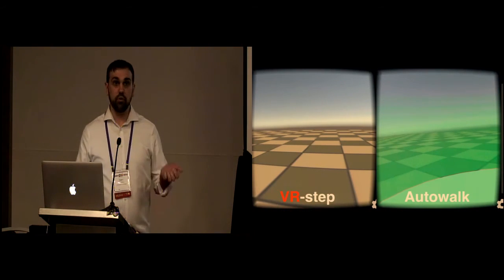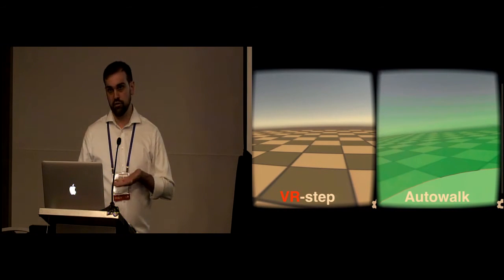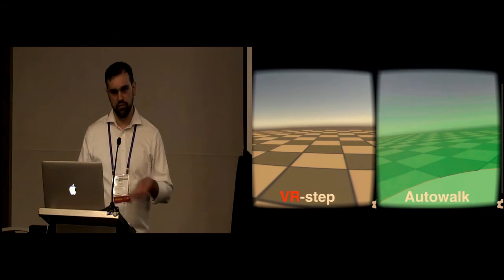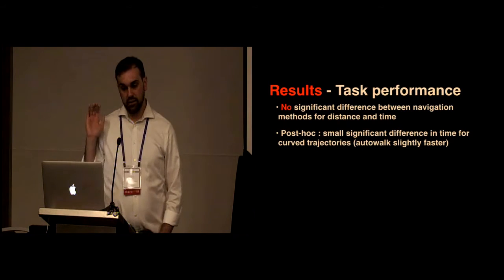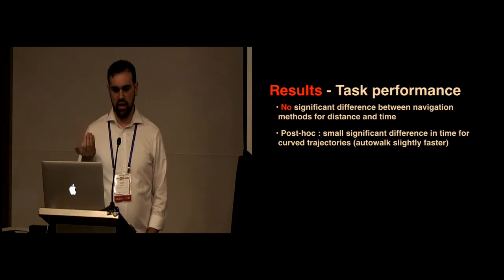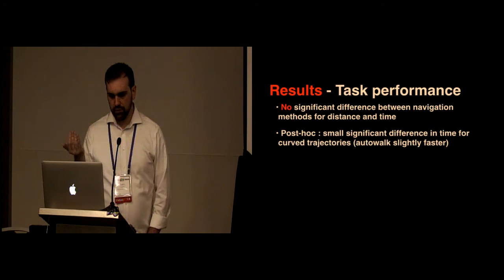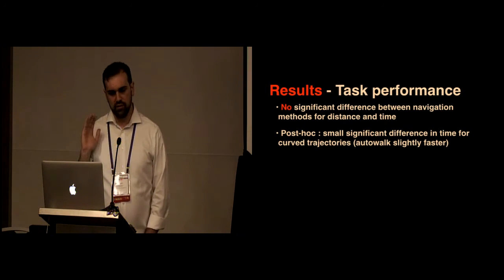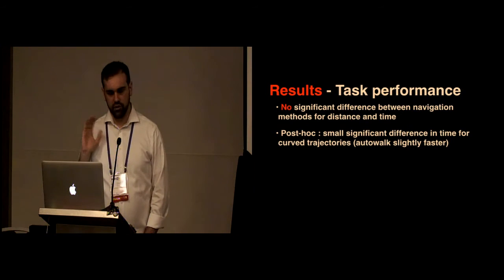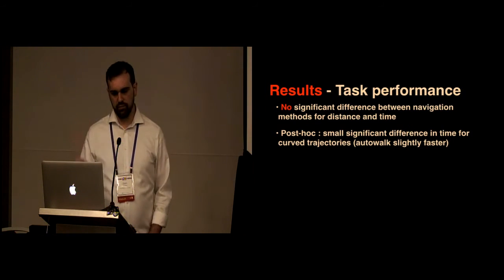And so essentially, we were hoping that our technique was just as effective in terms of performance as the auto walk technique, and that we would probably see more immersion with our technique. So we didn't really find any significant differences between navigation methods for distance and time. So essentially, we found what we wanted to. There weren't any. Our method was just as good as this other method. I do want to mention that we did see a small difference in time. It took a little bit longer with our VR step technique when there were obstacles present.